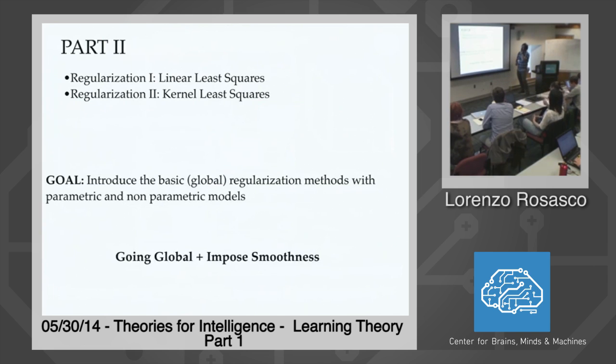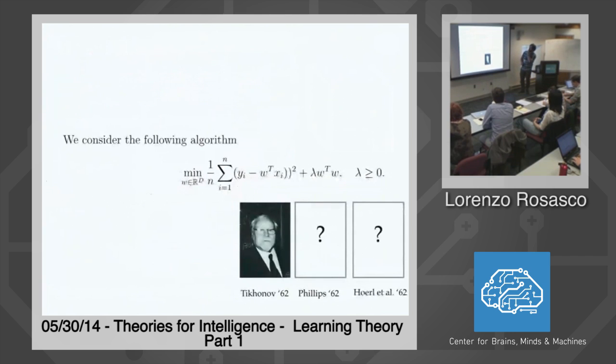So the general gist here is going global and trying to impose some smoothness. And this is going to be our main character. I give you the data as before.